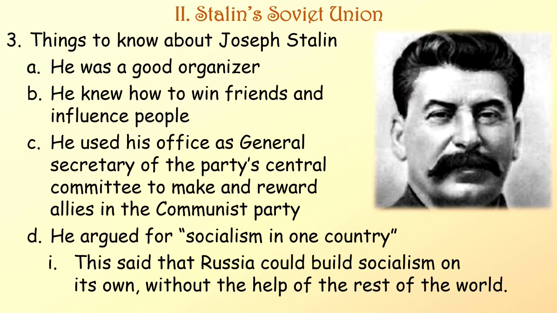Things to know about Joseph Stalin. He was a good organizer. He knew how to win friends and influence people. And he used his office as General Secretary of the party's Central Committee to make and reward allies in the Communist Party. He argued for socialism in one country. He said that Russia could build socialism on its own without the help of the rest of the world.